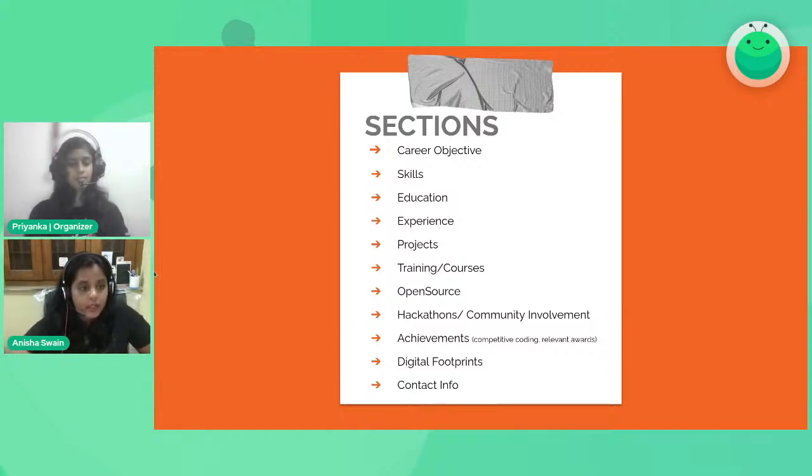And then again, a very important thing, that piece of paper is not your only resume. Your digital footprints are also your resume. The blogs that you write, the Twitter account where you share your thoughts, the LinkedIn account where you follow people and where you share your thoughts are also a part of your resume. So make sure you put your digital footprints as well.